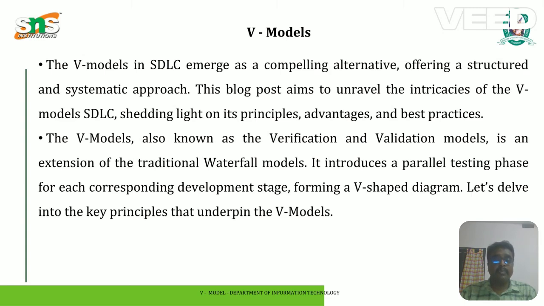So again, like the spiral model, it is also an extension of the waterfall method, which is one of the well refined, finest traditional methods. On top of it, we are going to add two more components, that is what we call verification and validation. So it introduces a parallel testing phase during the development stage itself. It is like a V-shaped diagram, so that is why it is called the V model. During the development phase itself, parallelly we will be performing the verification and validation also. So that is why it is called the V model.